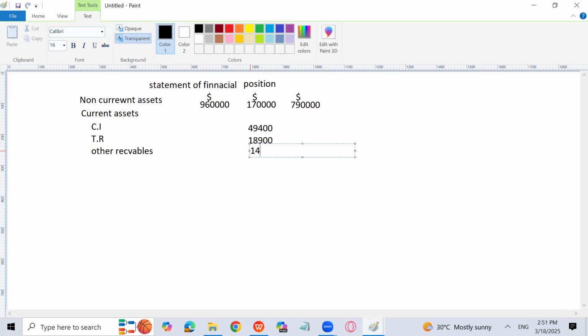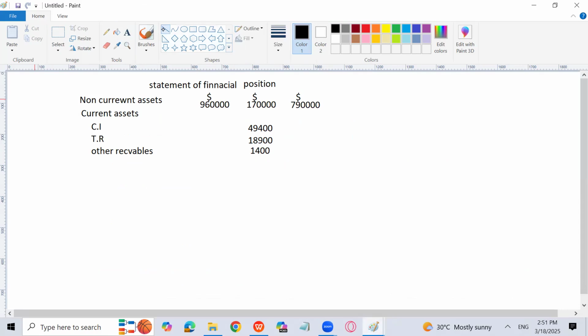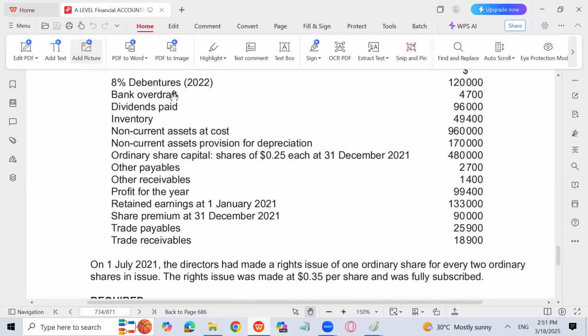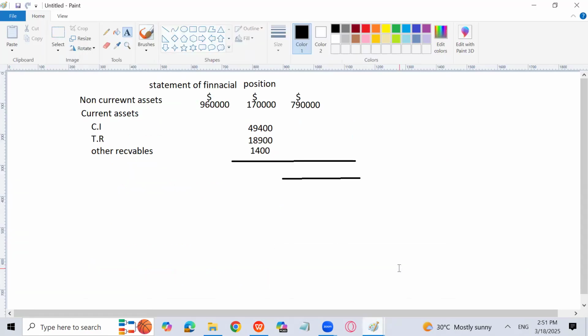Now let's talk about the bank overdraft. Bank overdraft will remain as bank overdraft. Why? Because the right shares are issued before the bank overdraft, right? So it will not be converted. Whatever the bank overdraft is there, that is after the issuance of right shares. So it will not have any effect because right shares have been issued earlier than that, right? So let's go for the total of the current assets.